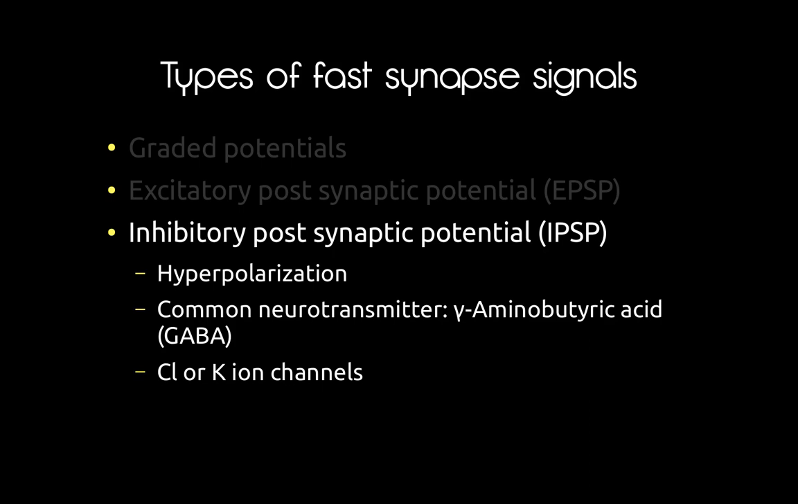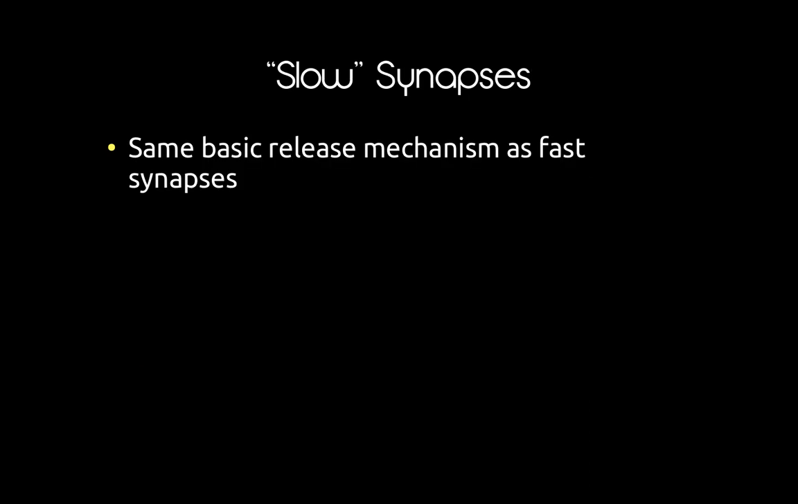So those are the two major kinds of postsynaptic graded potentials that we're going to have in these fast synapses. Let's take a moment to talk a little bit about slow synapses as opposed to fast synapses. I'm not going to talk a lot about them, but just a little bit. They have the same basic release mechanism for their neurotransmitters as fast synapses. The action potential comes down to the axon terminals, opens the voltage-gated calcium channels, letting the calcium in, and this causes vesicles to bind to the bilipid membrane, releasing neurotransmitters.